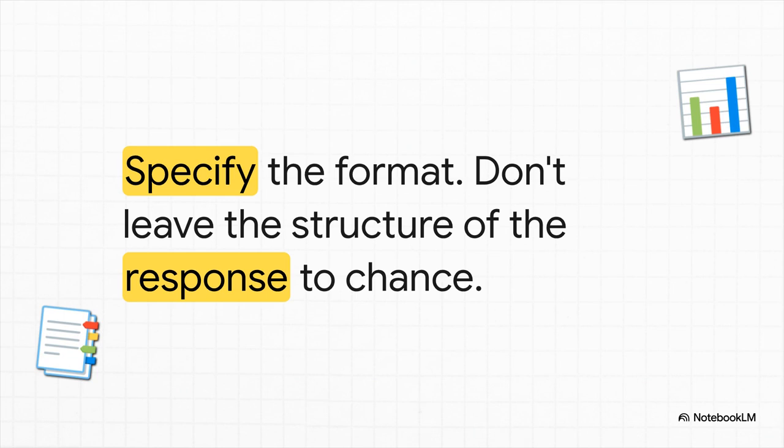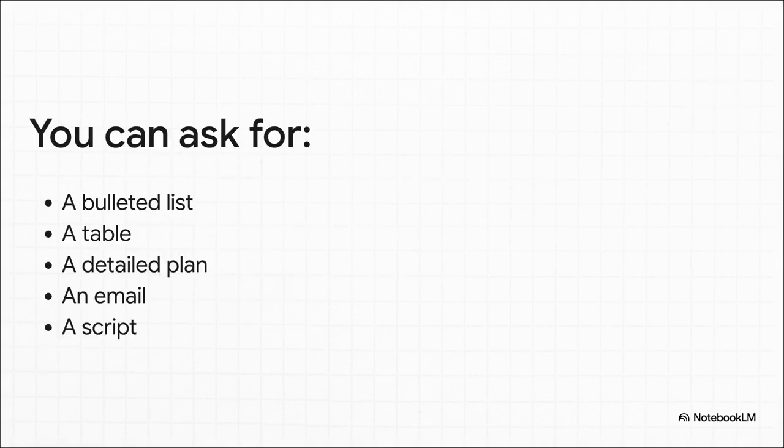Specify the format. This is so important. Never ever leave the structure of the response up to chance. You can, and you absolutely should, tell the AI exactly how you want it to present the information. And the cool thing is, you've got so many options here. You can ask for a simple bulleted list, a nice structured table so you can compare things easily, a detailed plan, a professional email, even a script for a video. The key is to just be explicit about what you want.